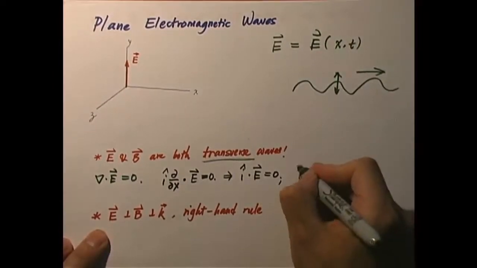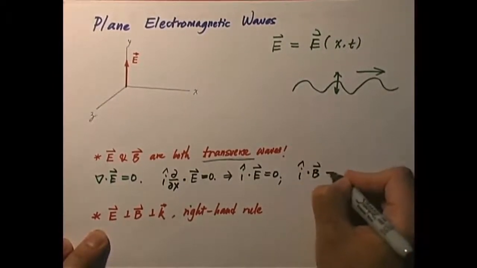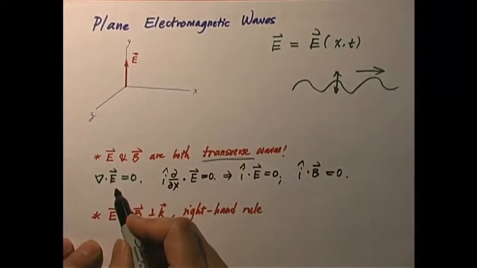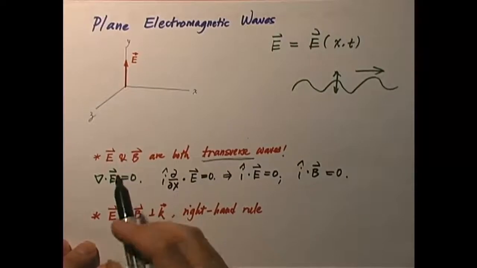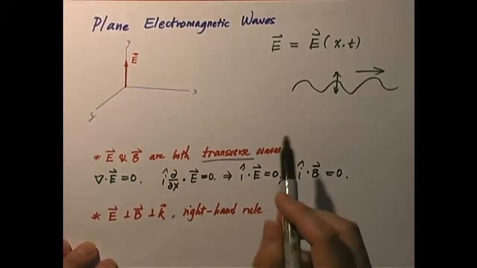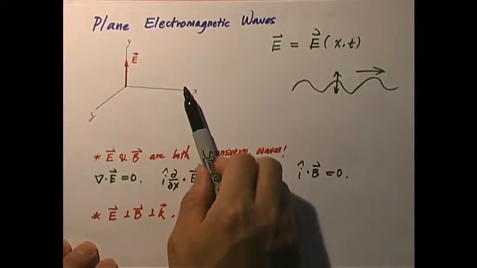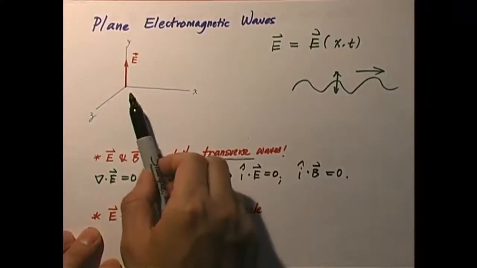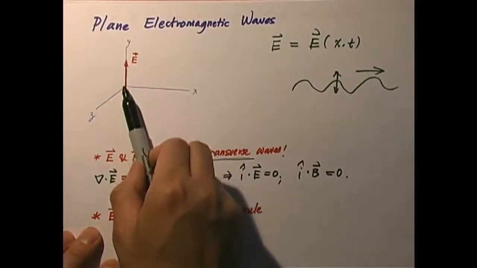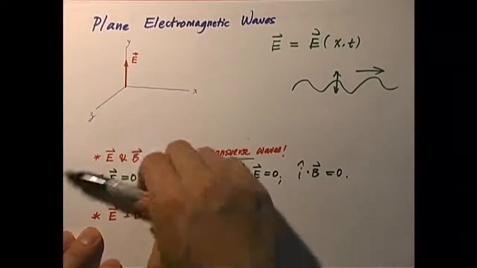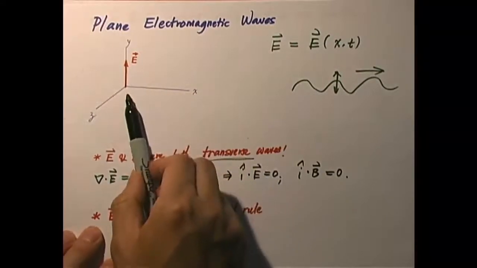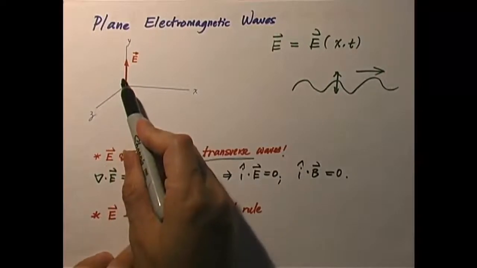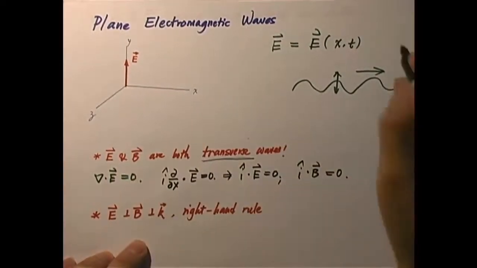Similarly, I dot B is also equal to 0, and that is because gradient dot B is equal to 0. So we have established that both E and B are transverse waves. So if E propagates along the x direction, it can only exist in the yz plane. We might as well choose the particular orientation of the electric field to be on the y-axis. If it's not on the y-axis, I'm going to just rotate the y-axis until it coincides with the oscillation direction of E. So E only has a y component. That makes things even simpler.